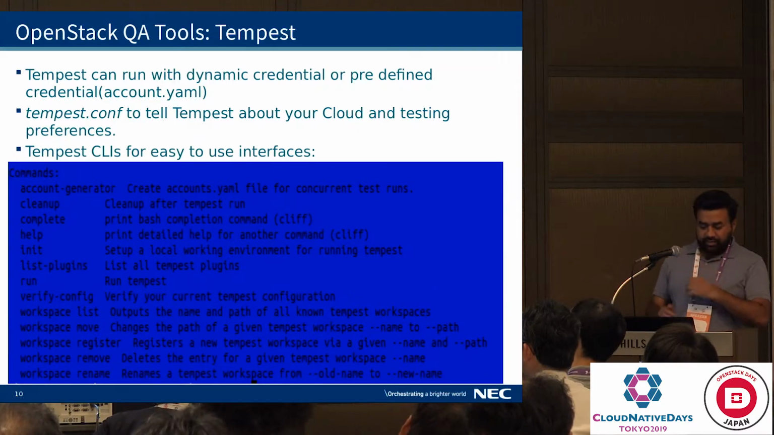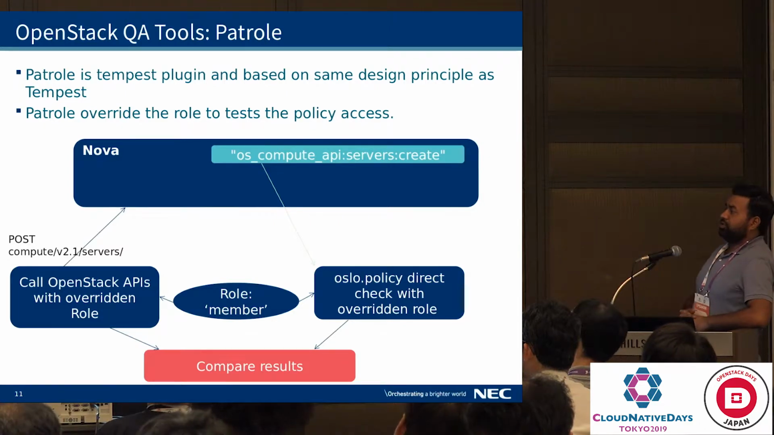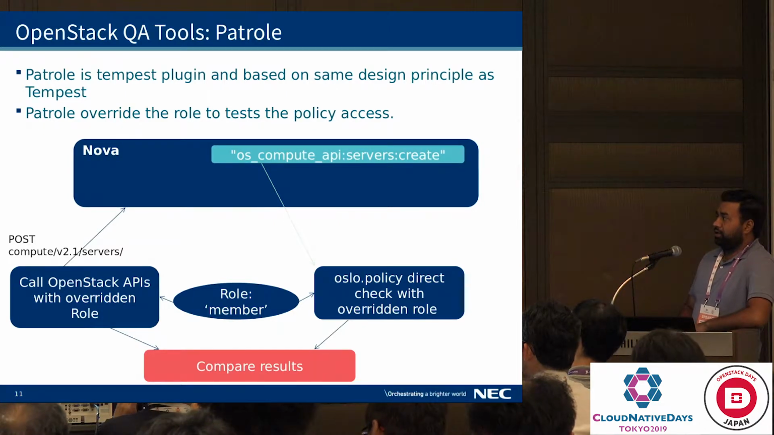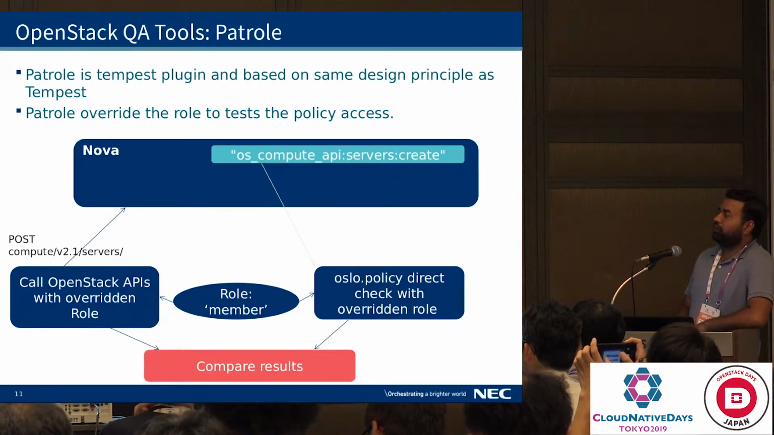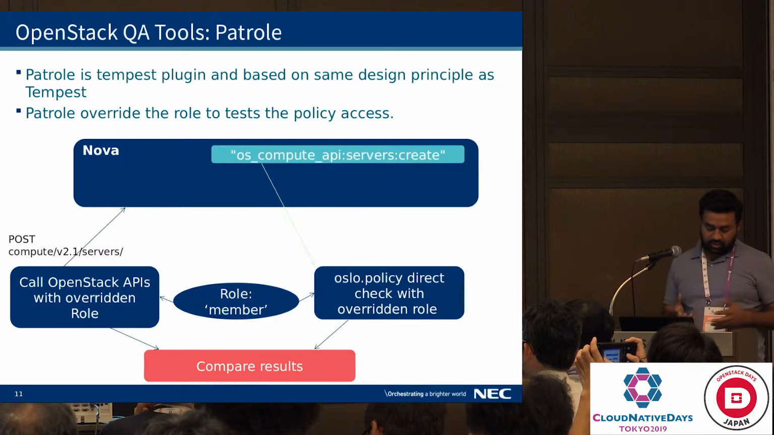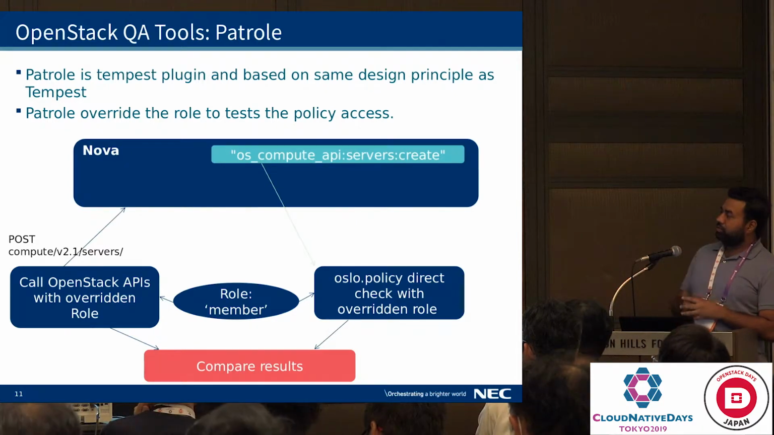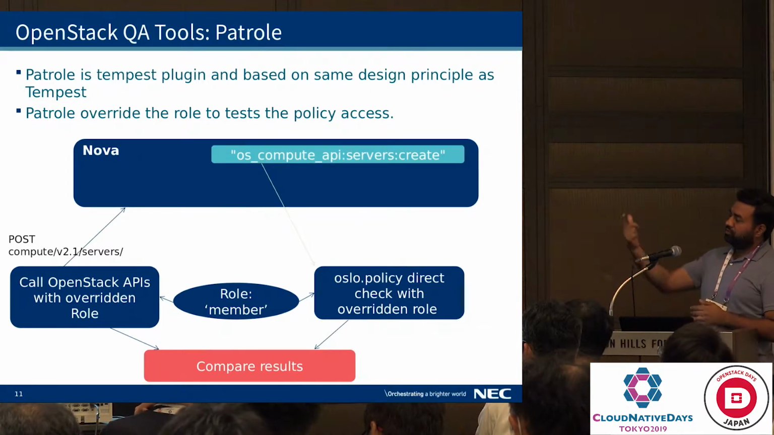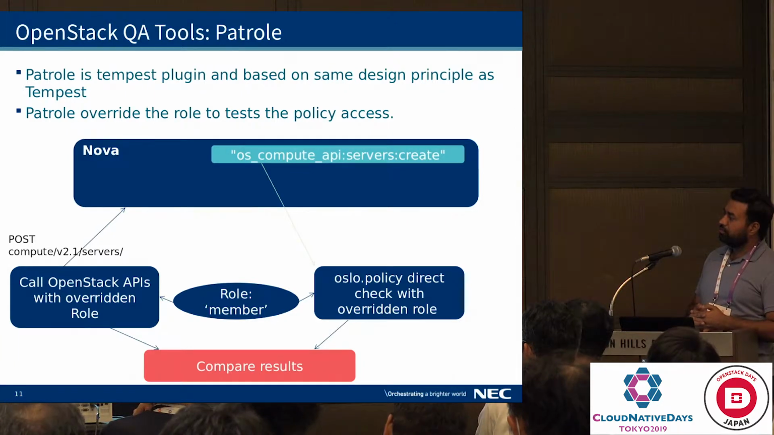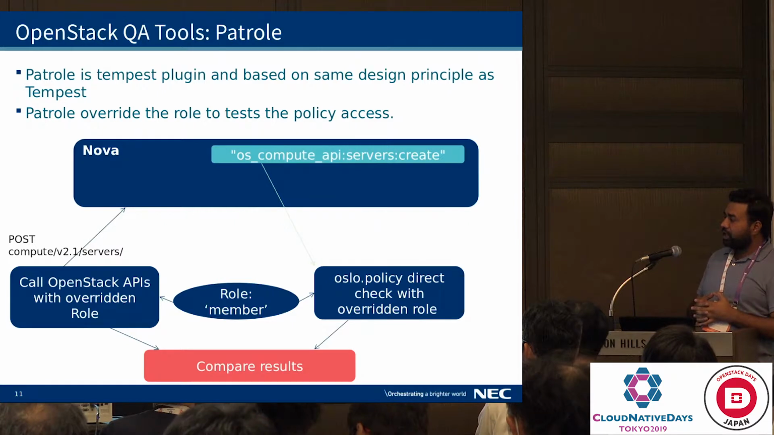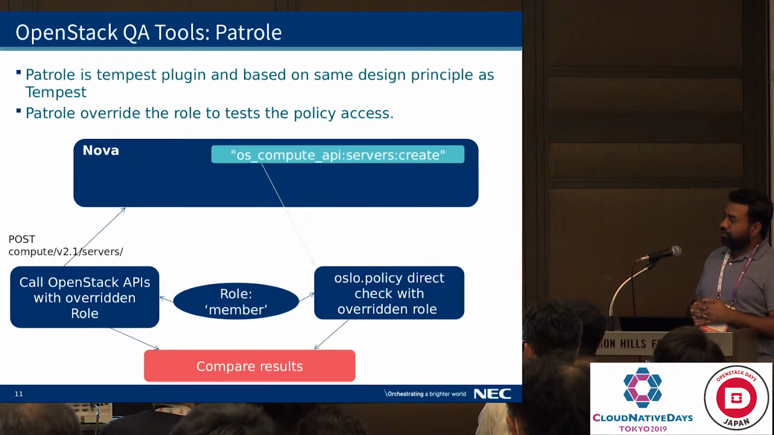Next, on the Patrole side. Patrole is also based on a Tempest plugin, and we use the same design principles as for Tempest. How does Patrole verify whether a policy is working or not? We'll take the example of create server. Say we have Nova and we have this policy, os_compute_api:servers:create.